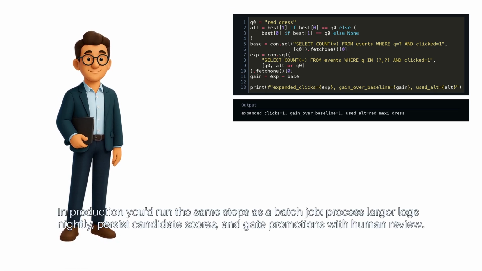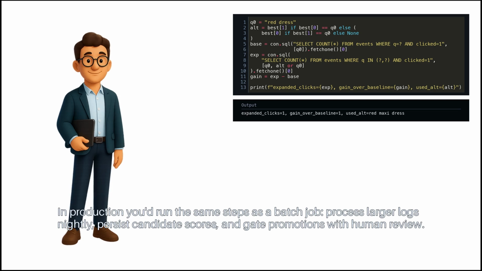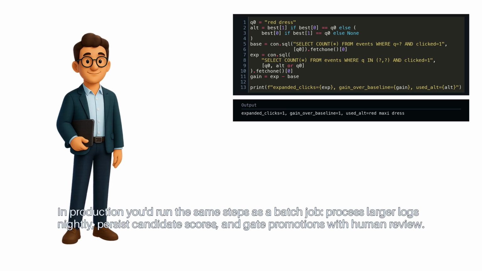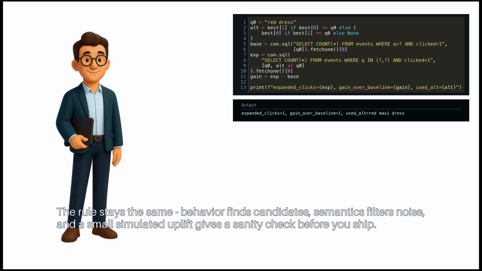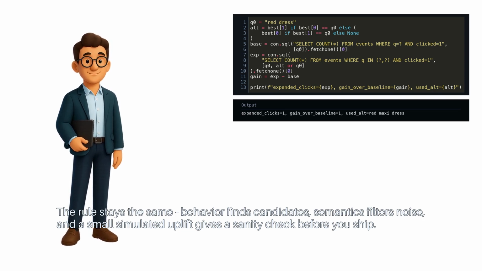In production, you'd run the same steps as a batch job. Process larger logs nightly, persist candidate scores, and gate promotions with human review. The rule stays the same. Behavior finds candidates, semantics filters noise, and a small simulated uplift gives a sanity check before you ship.